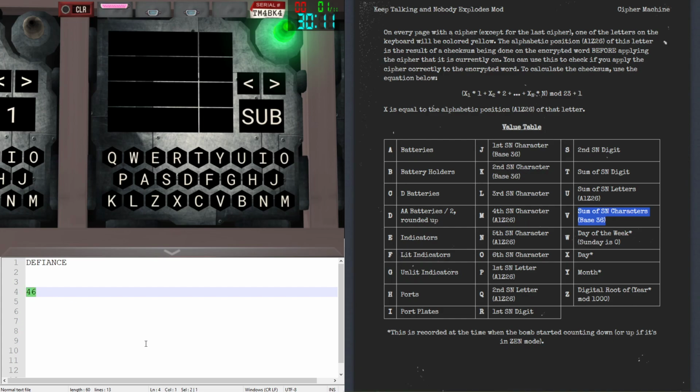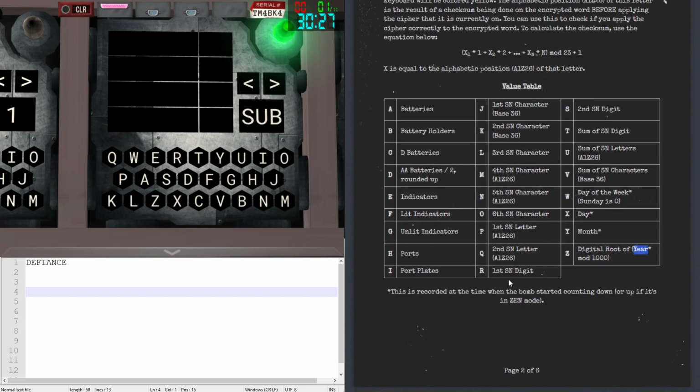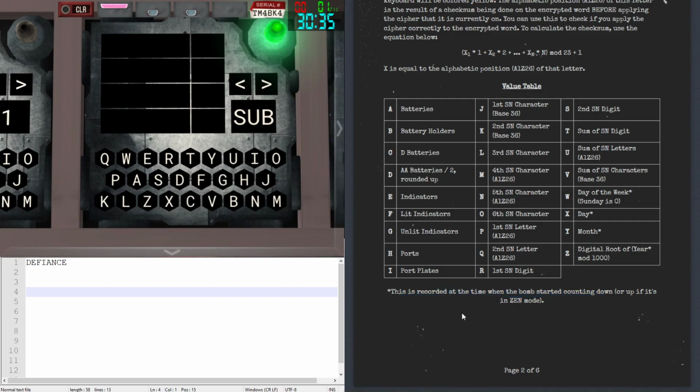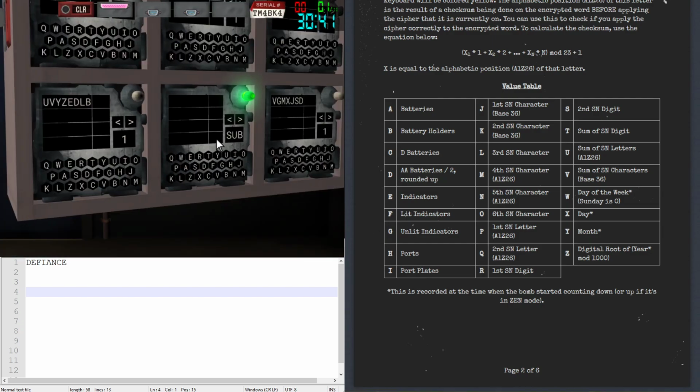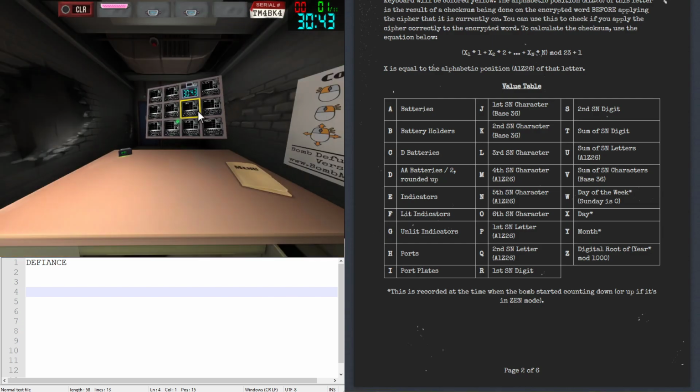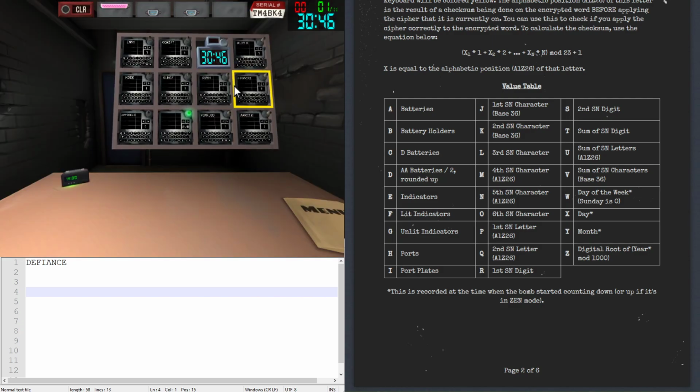Then the next numbers we also have here are these ones over here, the W, X, Y, and Z, which is the last 4 letters. You notice that it uses the day of the week, the day, the month, and the digit root of the year. This is recorded at the time when the bomb started counting down, or up if it's in Zen mode like I am right now. So it's recorded at the time that this bomb starts. Just for an FYI, I know there's a mod out there that checks the calendar, so you can definitely check what day it starts and all that.